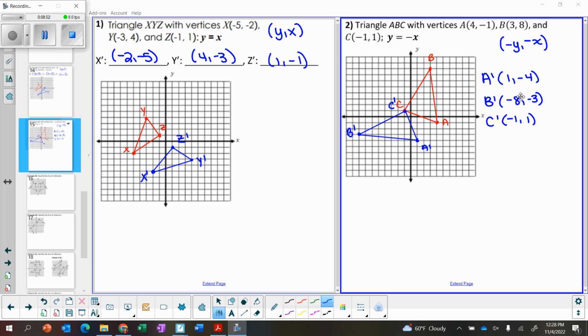For number 2, since I'm reflecting over the line y equals negative x, I'm going to flip them and change both signs. So A prime is 1, negative 4. B prime is negative 8, negative 3. And C prime is negative 1, 1. The point C was originally on the line we were reflecting over, so it didn't change. Anytime you're doing a reflection, if the point is on the line, the point doesn't move.